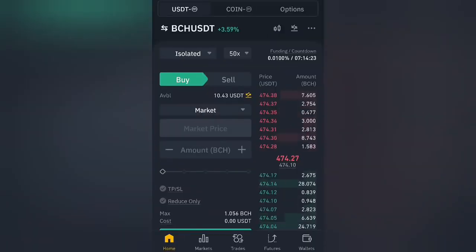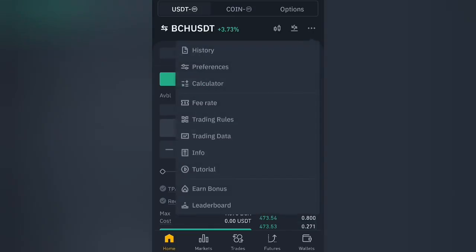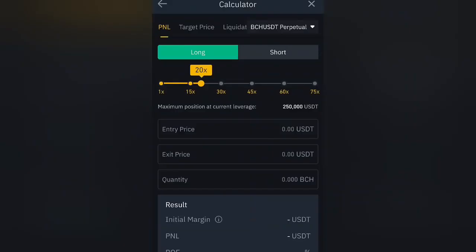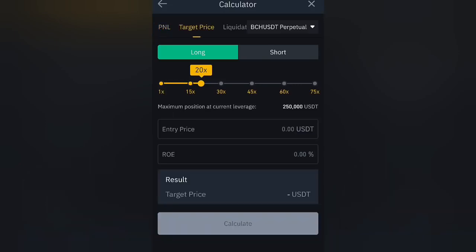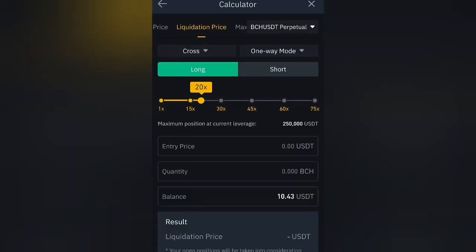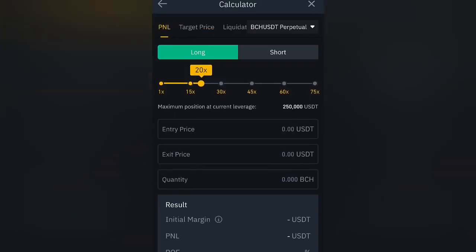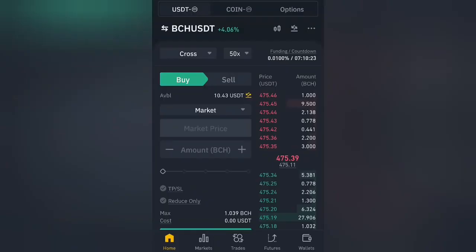You also need to know one more thing before we end this video. Before you trade using Binance futures, you can also use your calculator. You would have to click on the 3 dots right there and you'd have to select calculator. Using your calculator, you can calculate your PNL, you can calculate your target price, and you can calculate your liquidation price. This tool right here on Binance is very helpful to planning. This is exactly how to use the Binance Futures Trading platform.